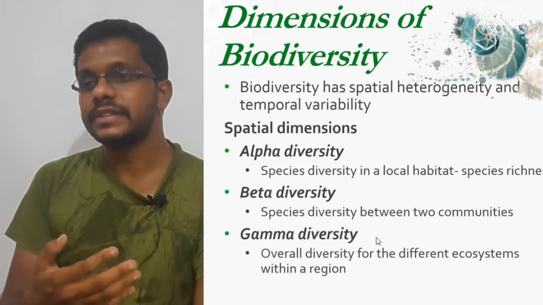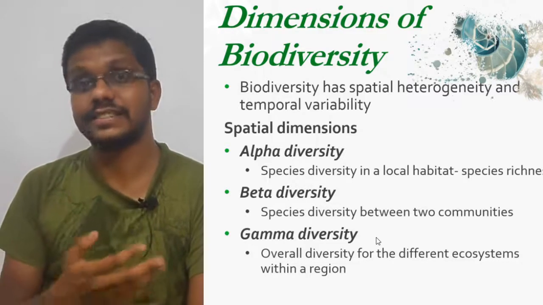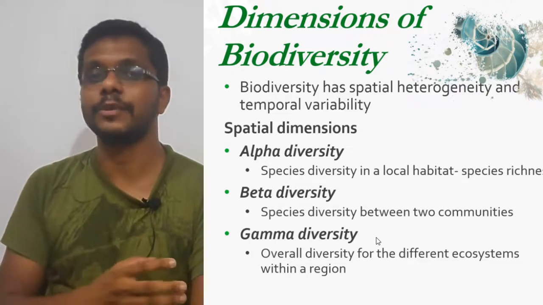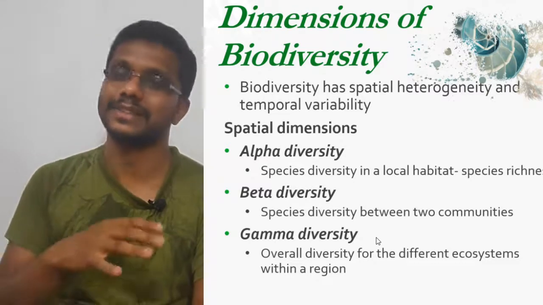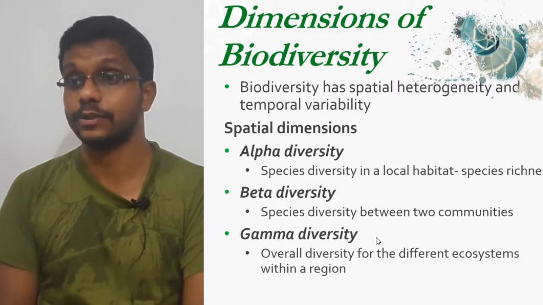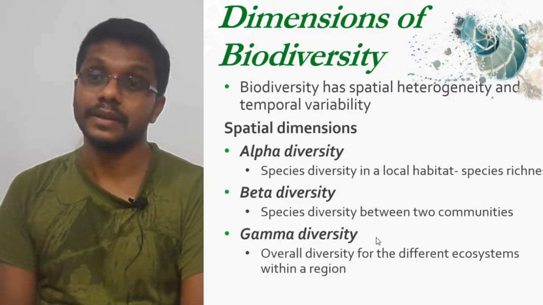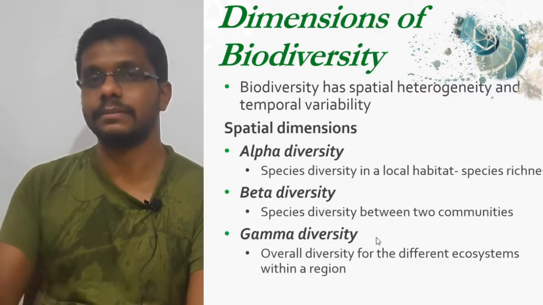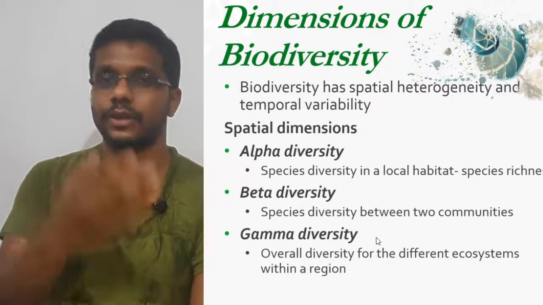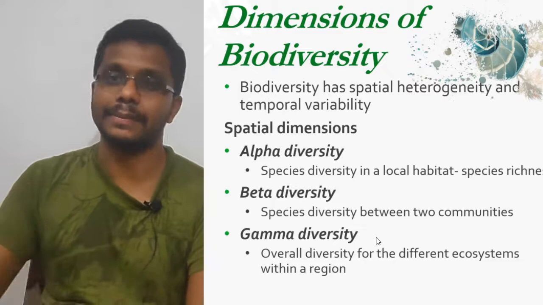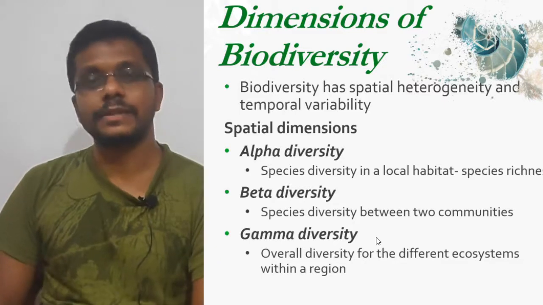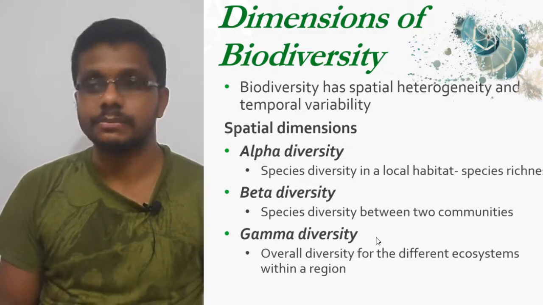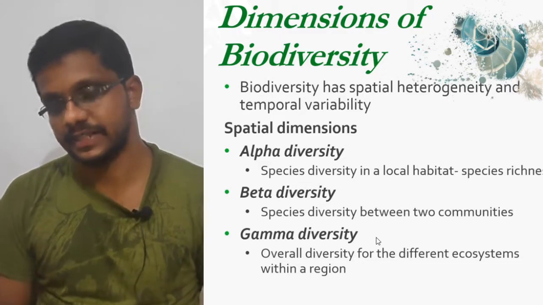So, biodiversity spatially is heterogeneous. There are different types of organisms, and between the communities there are changes, and in the ecosystem there are changes. So spatially these are heterogeneous, and temporally it is varying over time. Over time the biodiversity will change. It is not a constant value. There is a dynamics there. The spatial dimension of biodiversity is classified into three: alpha diversity, beta diversity, and gamma diversity.